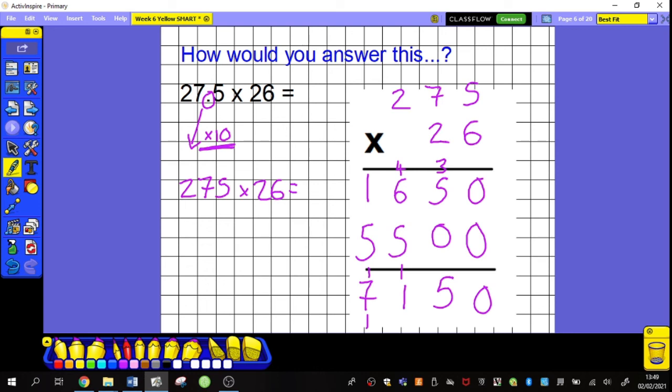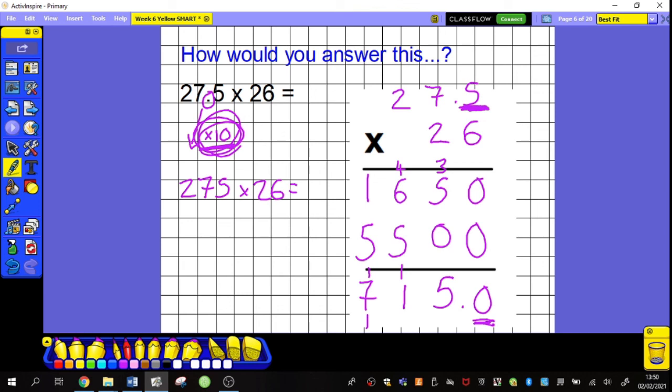Now all I need to remember to do is this part. I put in a decimal place. Or effectively actually I took it away. So I need to now put it back in there. Now I need to ask myself, I have now made it 10 times smaller. Or, in another way, I have one decimal place there. I've got one digit after a decimal point. So in my answer, I'm going to have one digit after my decimal point. 27.5 times 26 must equal 715 exactly.